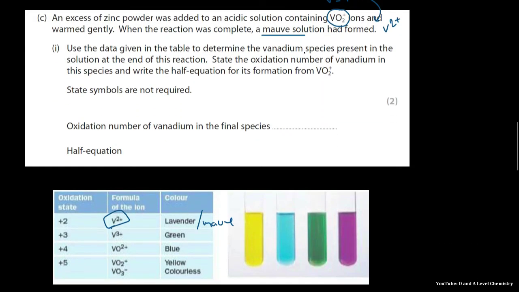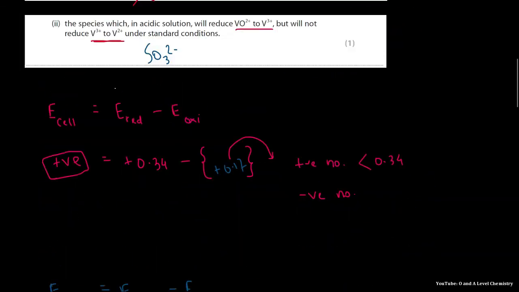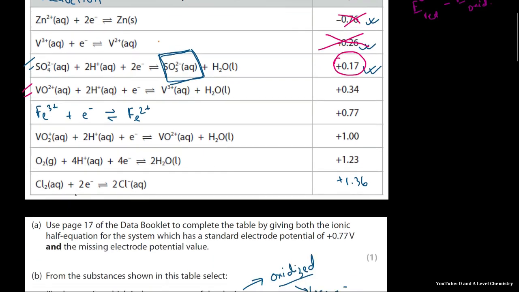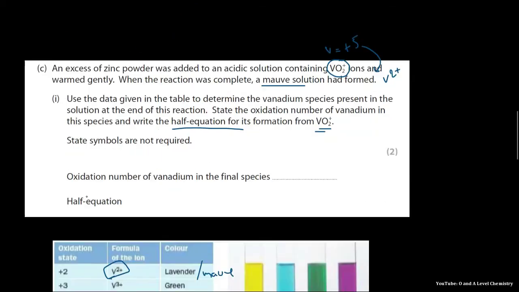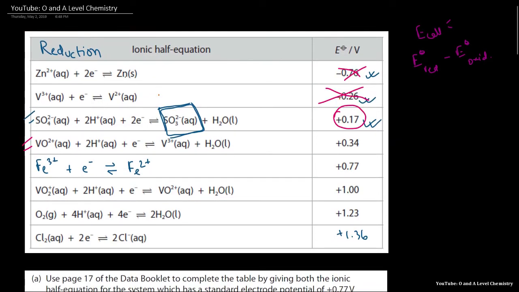So that's that. Now what you have to do is write an overall half equation for the reduction of this to V2+. The way we're going to do it is go to the table and start off with this one: VO2+ 2H+. Let me just bring it down here.